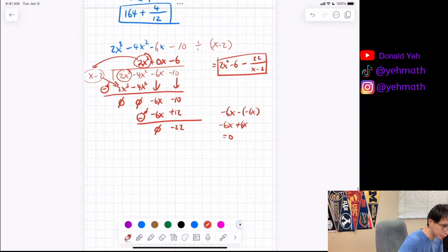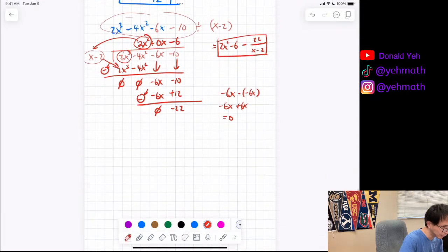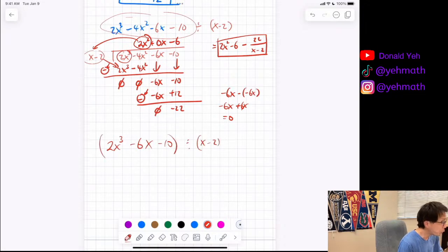Okay. Now, another thing you need to pay attention to is the descending order. So for example, if this question is written differently, if this question is written like this, what's the difference between this question and the previous question?